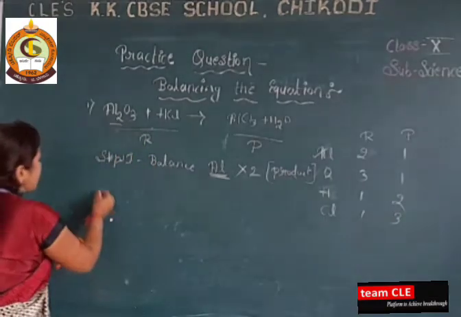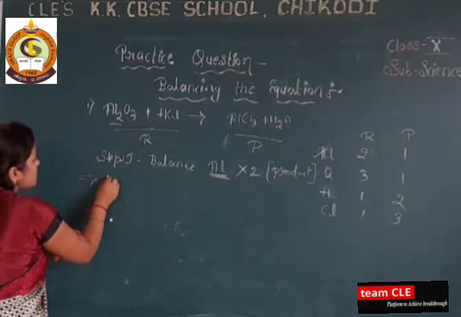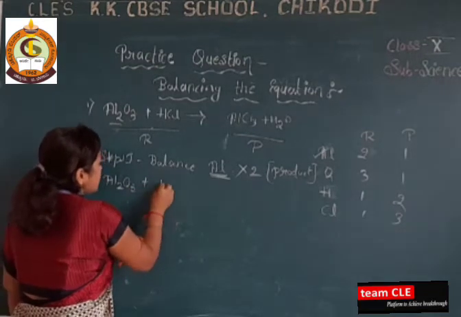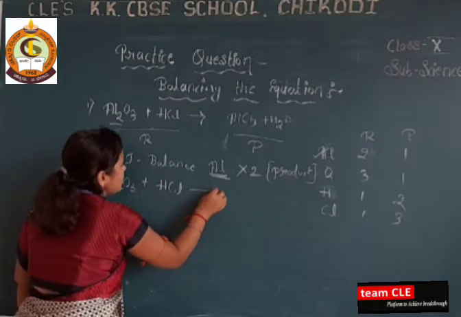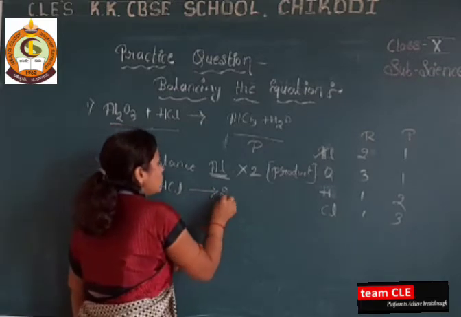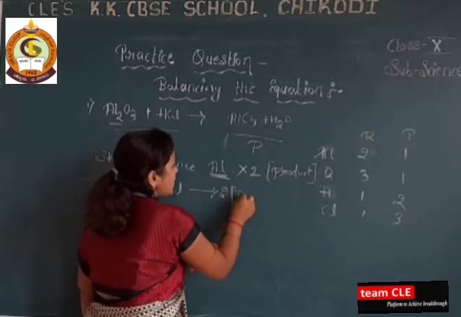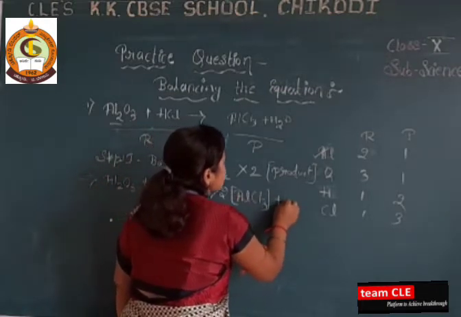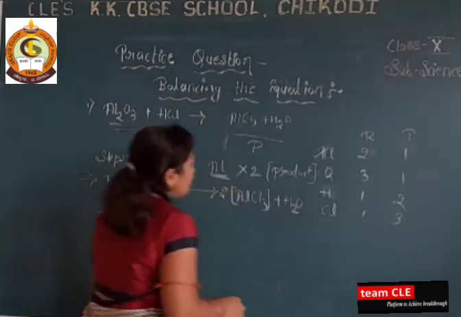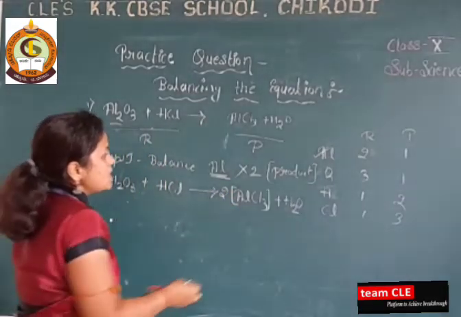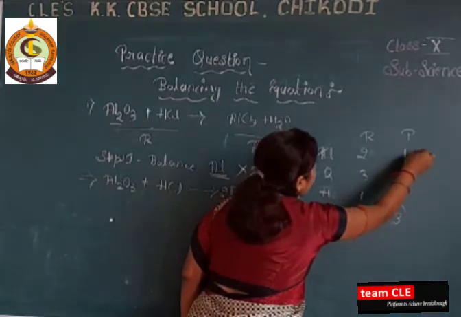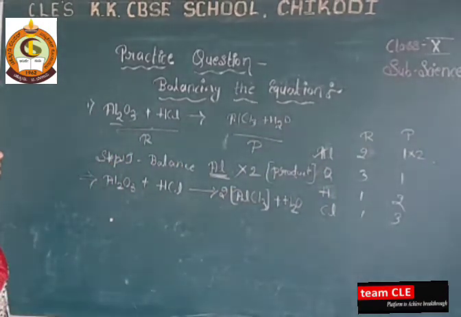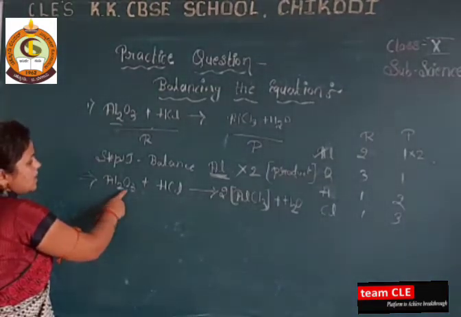So it will become Al2O3 plus HCl gives 2, so the whole thing we have to multiply, 2AlCl3 plus H2O. Now our aluminium is balanced by multiplying by 2. Then go for the oxygen.